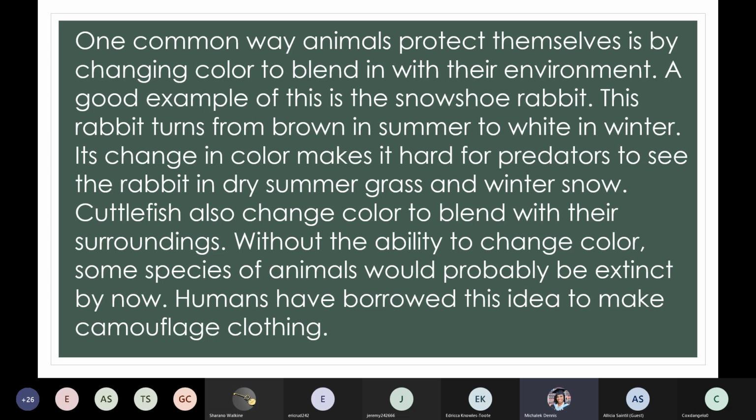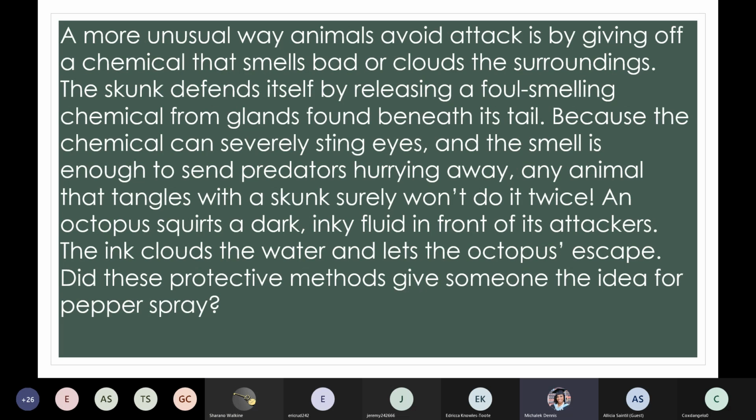Yes, so it uses a chemical spray that actually causes what? What does it do to the predators when it's sprayed from underneath the skunk's tail? How does it affect the predator? Burns their eyes. Good, yes. And what else did I tell you? Yes, it causes them to not be able to breathe how they should. Good job. So you guys are correct.